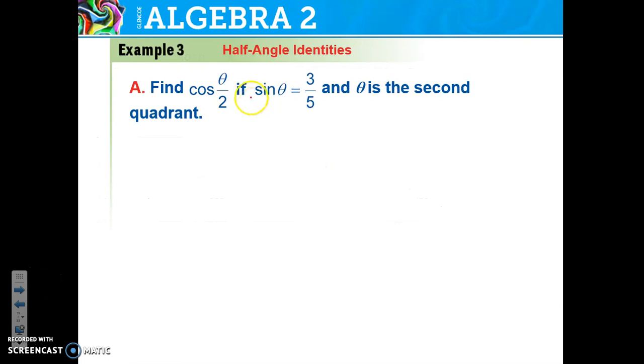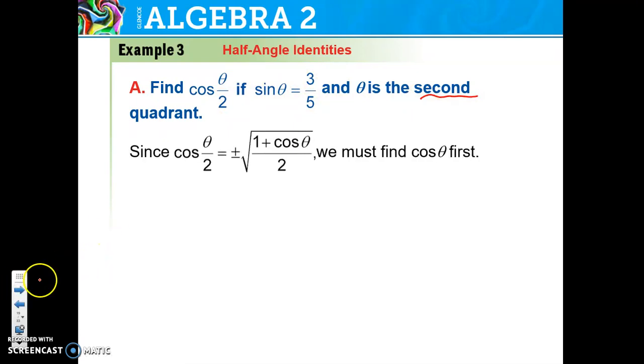So I'm going to find the cosine of theta over 2 if the sine of theta is 3/5, and this time I'm in the second quadrant. So that means that cosine of theta will be negative, but that's going to come into play here in a minute. Since the cosine of theta over 2 is plus or minus the square root of 1 plus cosine of theta, I need to find the cosine of theta before I do anything else.